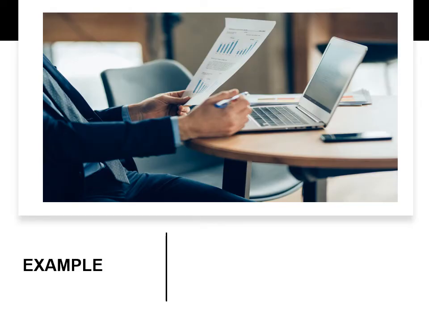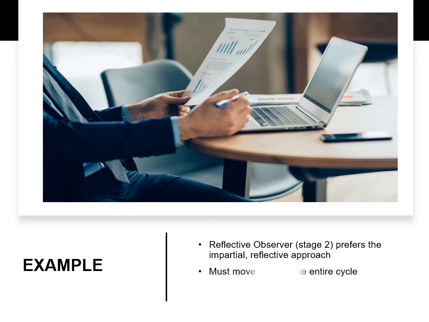For example, although Kolb's reflective observer in stage 2 will probably prefer the impartial reflective approach to learning, this learner must move through the entire cycle for the learning to be considered complete and for the learner to take responsibility for what was learned. It is necessary for the trainer to lead the learners skillfully through all aspects of the training cycle so that learning is effectively transferred outside of the classroom and in this case to the workplace.